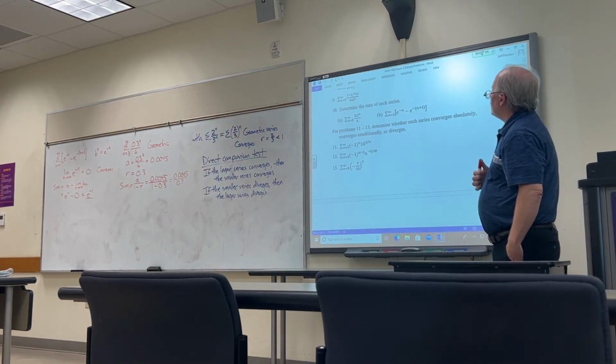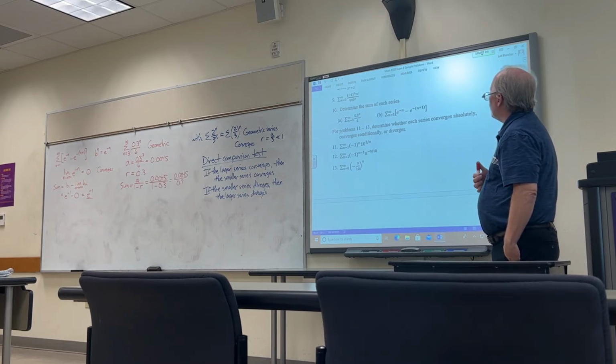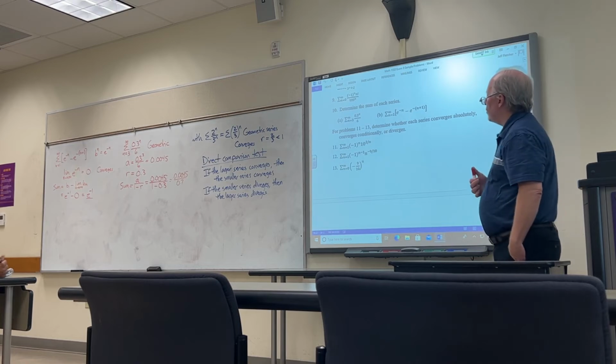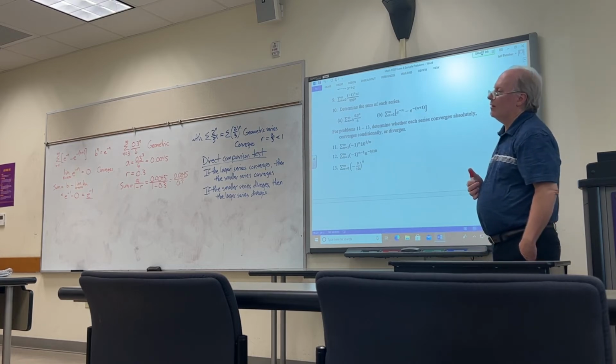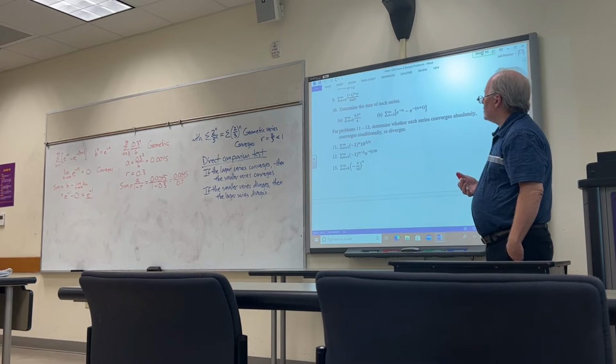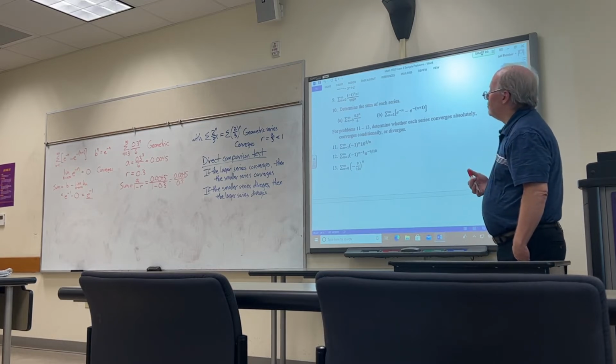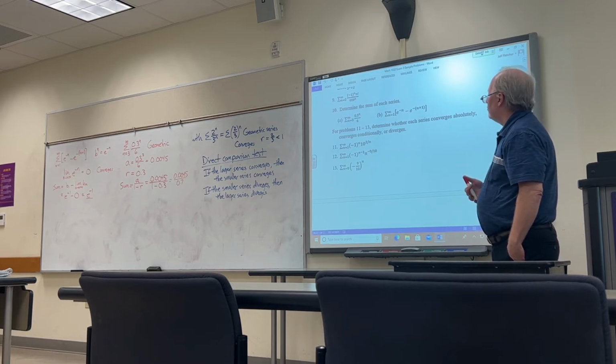So in 11 to 13, you're determining whether the series converges absolutely, converges conditionally, or diverges. And of course, these are all alternating series. Can we work through some of these? Yeah, we can do one. 11.